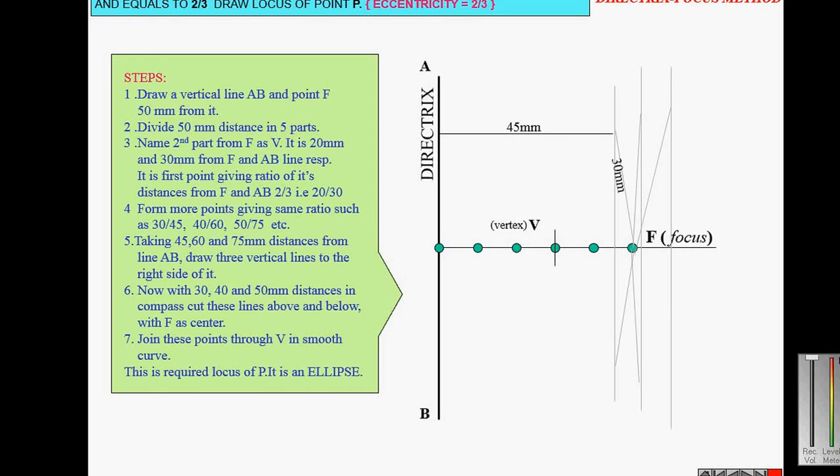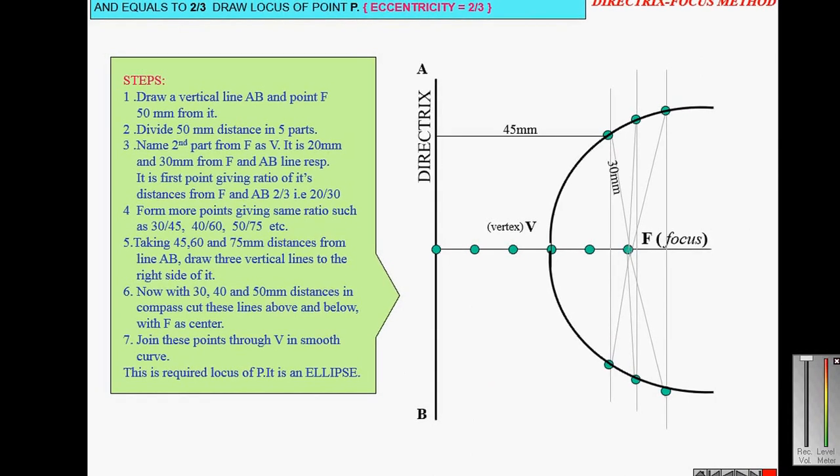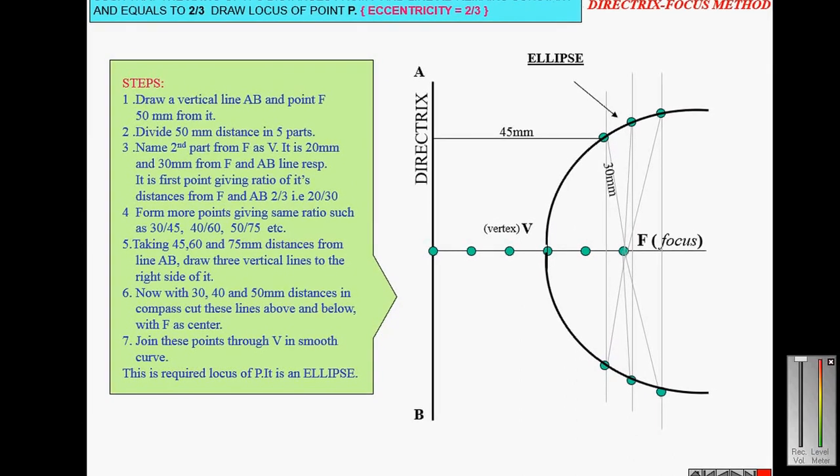Taking 45, 60, 75 millimeter distances from the line AB, draw 3 vertical lines to the right side of it. Now with 30, 40 and 50 millimeter distances in the compass, cut these lines above and below the major axis with F as center, and join these points through vertex V with a smooth curve. This is the ellipse.